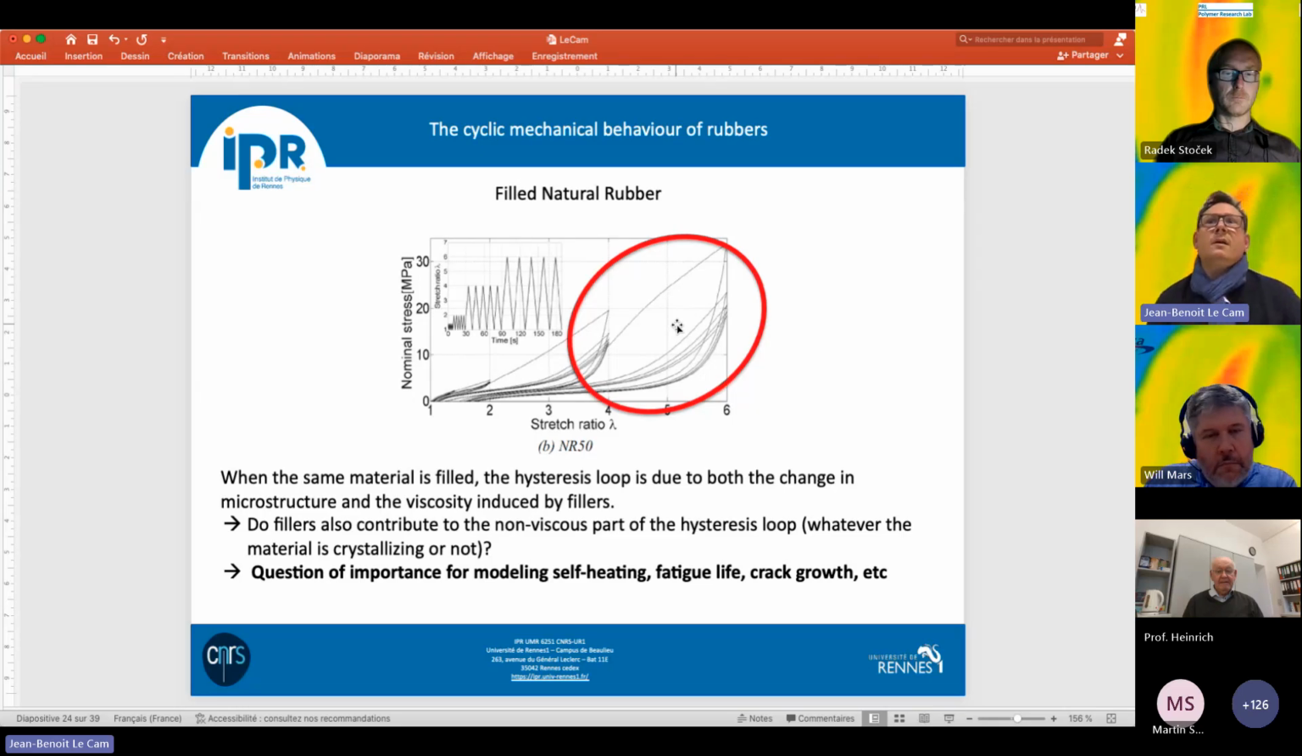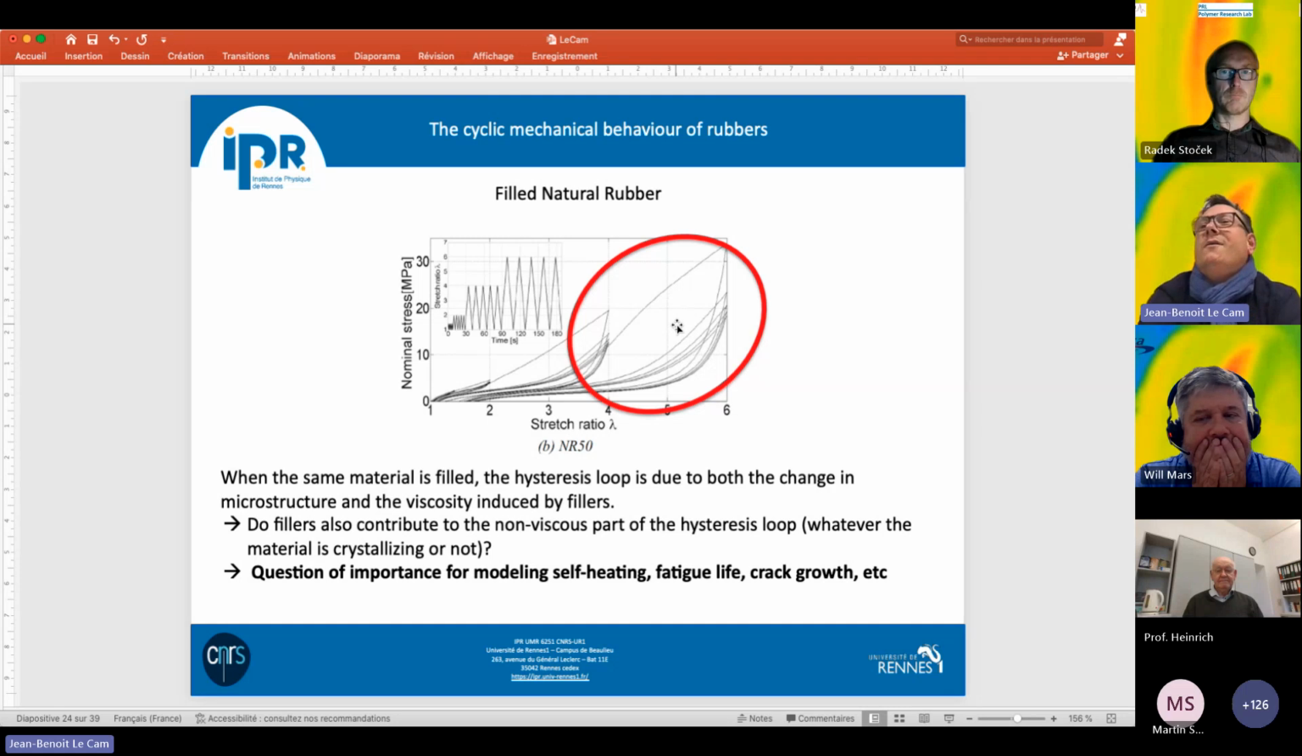And the question is, okay, there is a contribution of non-dissipative phenomena to the hysteresis loop, but fillers induce viscosity, but can the filler and the filler network also contribute a non-dissipative effect to the hysteresis loop? Okay, so of course this is a very important question for modeling fatigue life, crack growth, and of course self-heating.